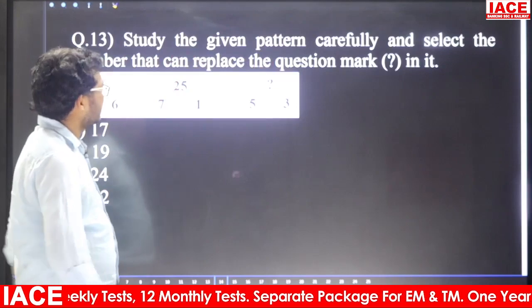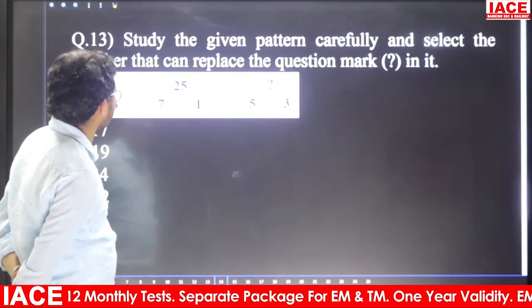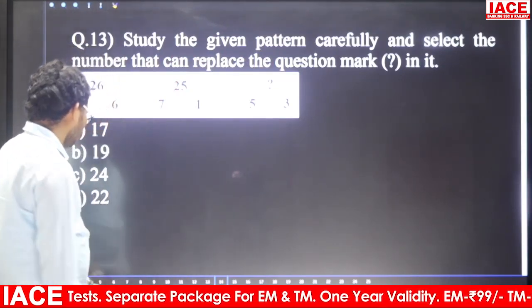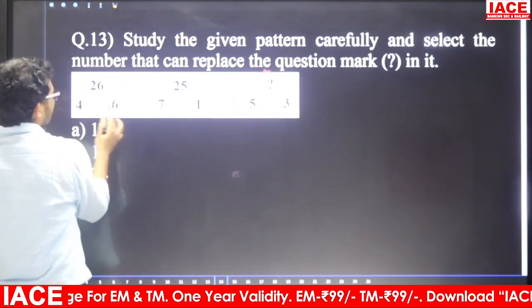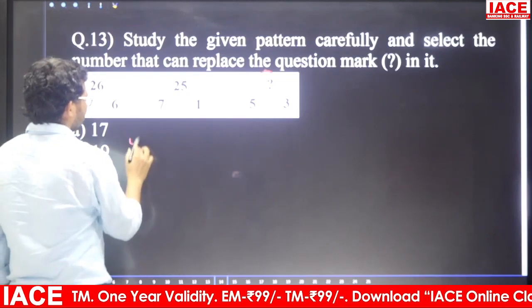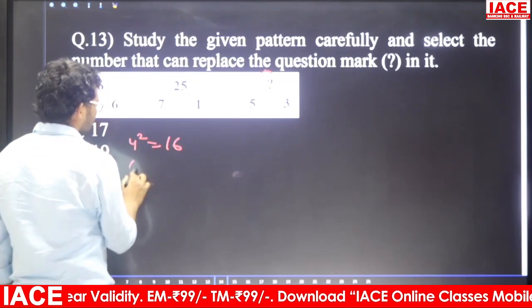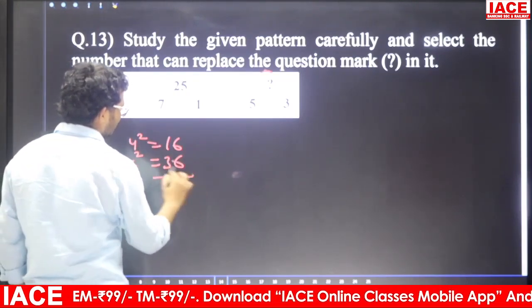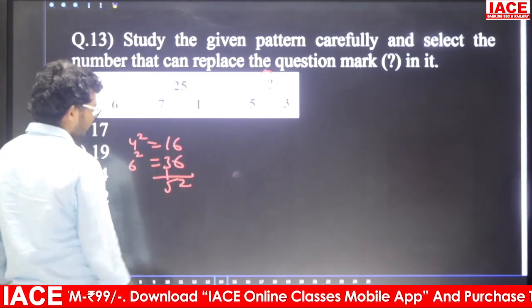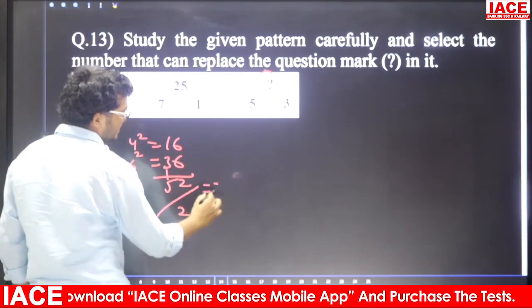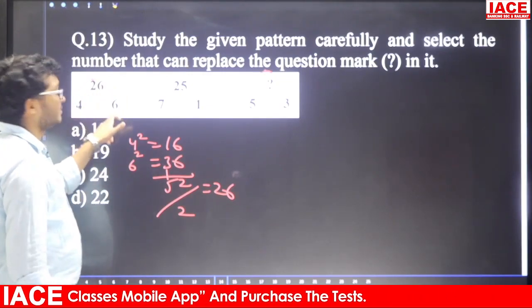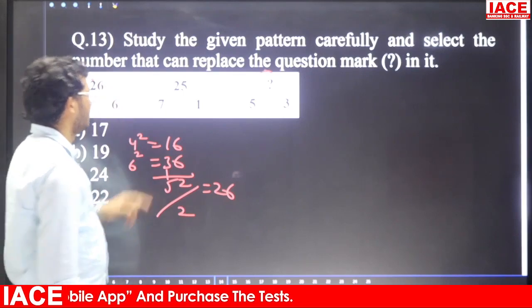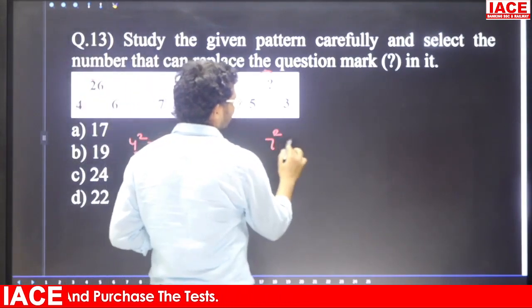Question number 13. Study the given pattern carefully and select the number that can replace the question mark. Now we are going to replace the question mark. Friends, what is the logic here? 4, 6, 26. How? 4 square is 16, 6 square is 36, total is 52. 52 by 2 is 26, yes. That means the logic is: the sum of squares of these two numbers divided by 2 equals the resultant number. Suppose we check this part: 7 square is 49.